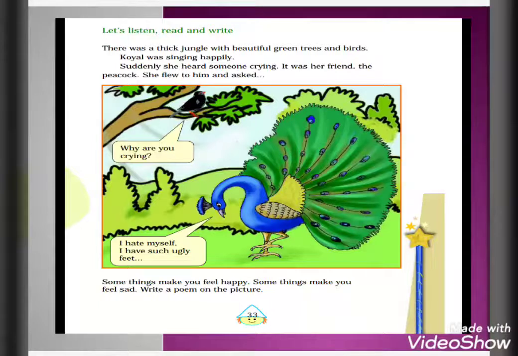So, we all know that peacock is a beautiful bird, and now it is saying that it hates its feet. Some things make you feel happy. Some things make you feel sad.